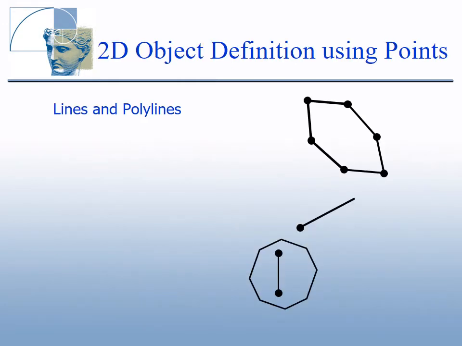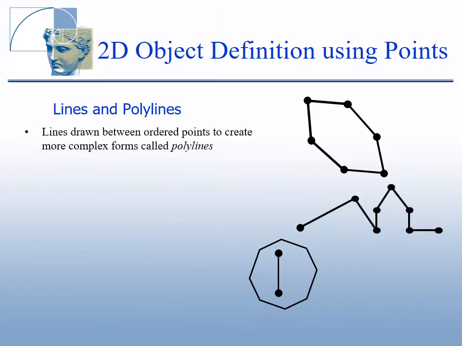We will present transformations of points first of all. This helps transform many objects built on the basis of the list of points. Objects that can be built using points as object vertices are straight line segments, polylines, convex and concave polygons. Lines are drawn between ordered points to create more complex forms, called polylines.